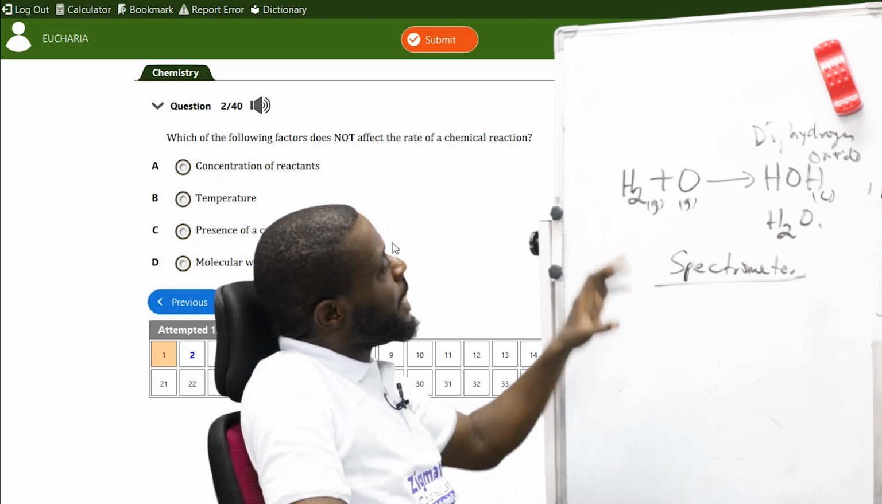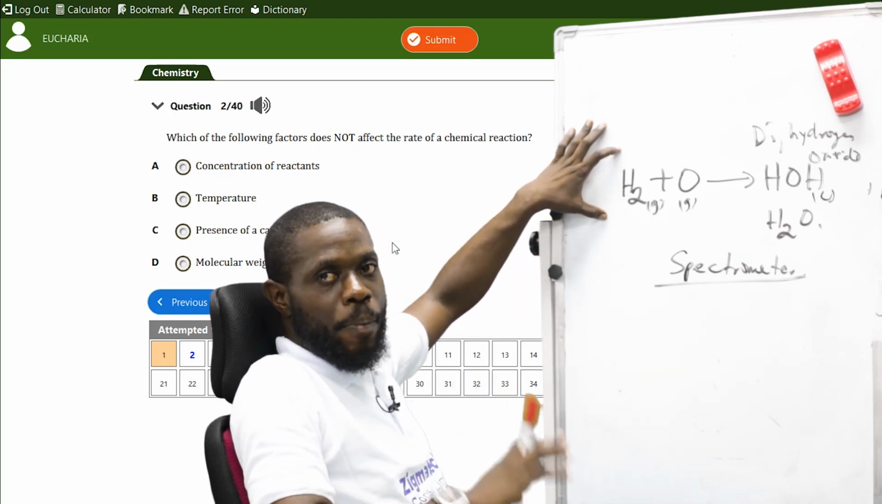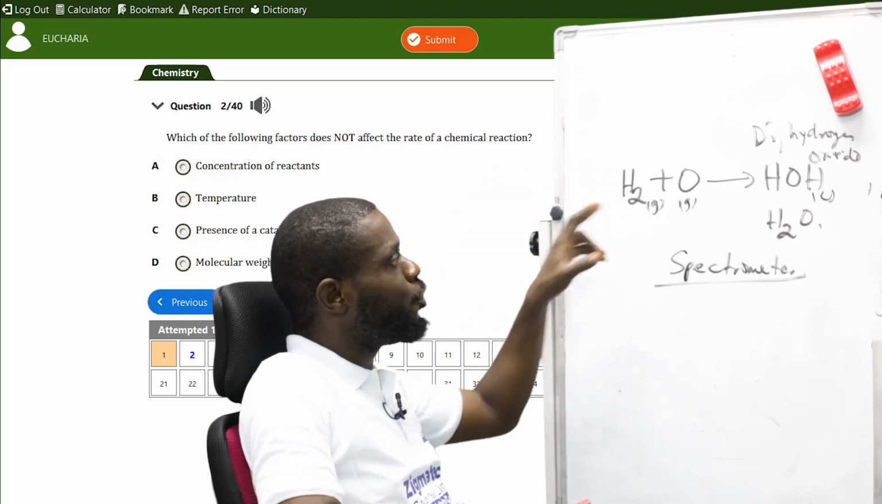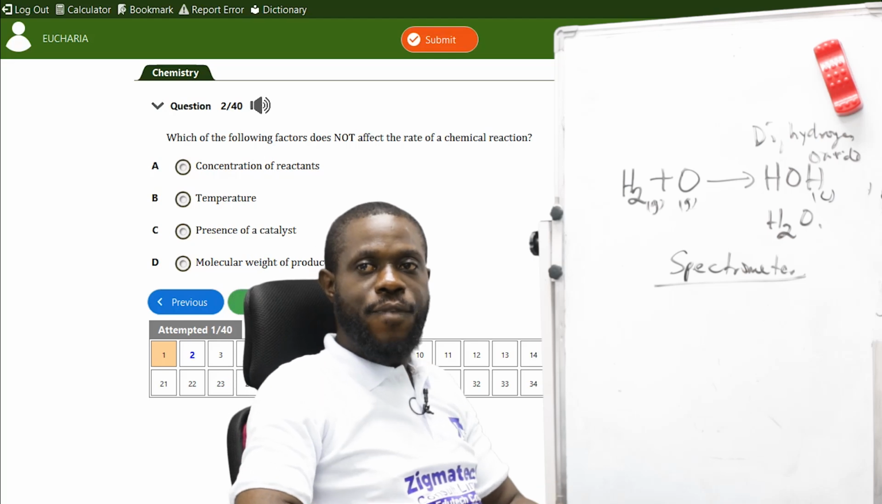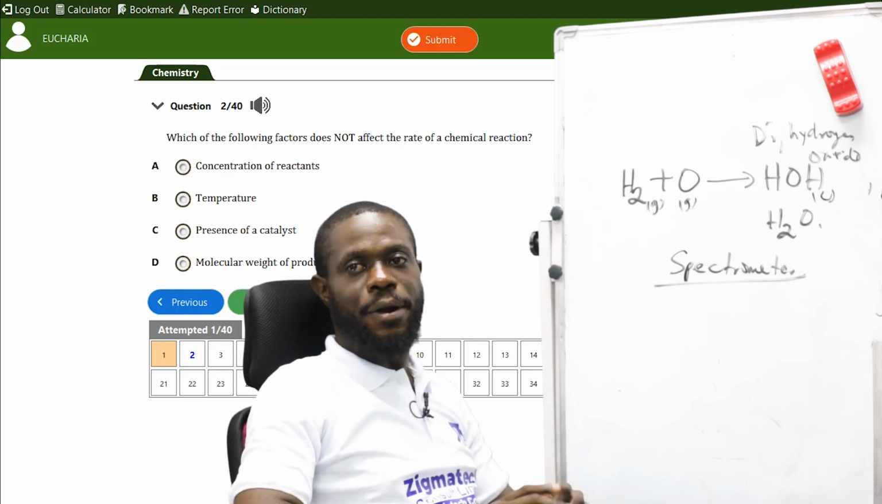And then, in essence, the element's proportion remains the same before, during, and after the reaction. Now, they said, which of the following factors does not affect the rate of chemical reaction?